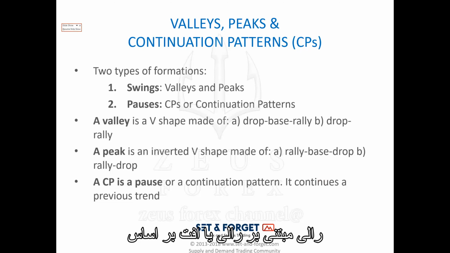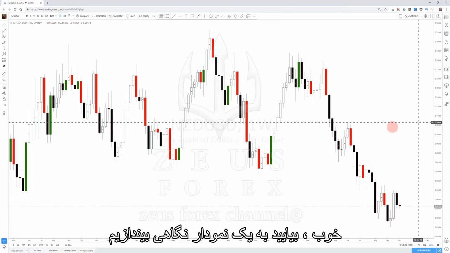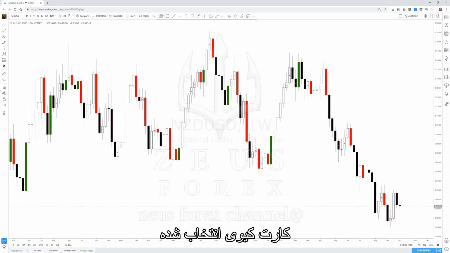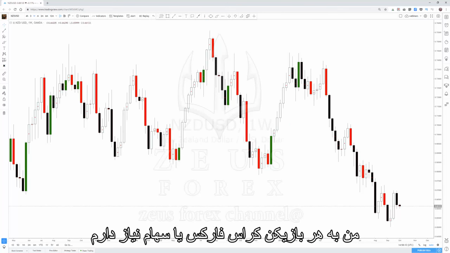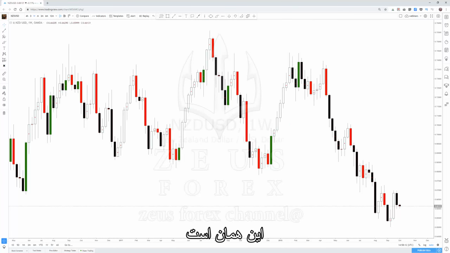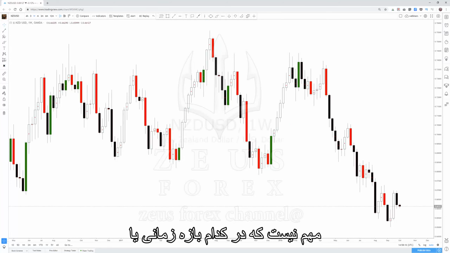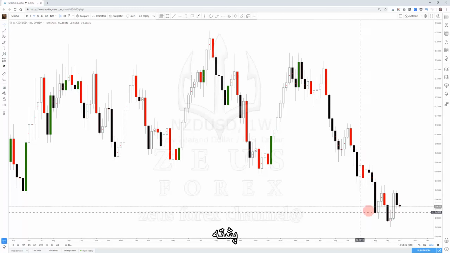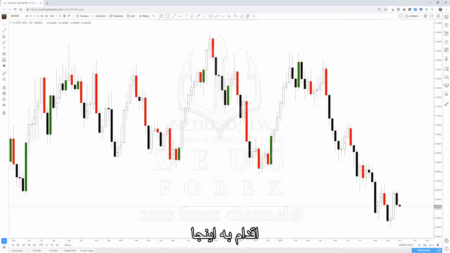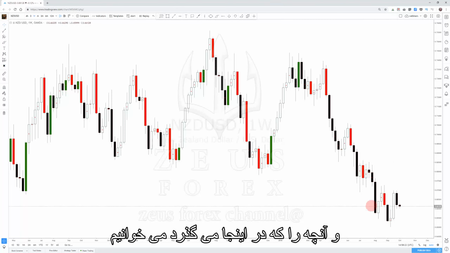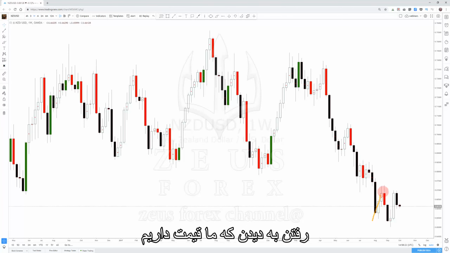Okay, let's take a look at one chart. I've chosen Kiwi CAD, the Kiwi dollar. I could have chosen anything, any forex cross pair or stock. It's the same thing no matter which time frame or asset you look at. So we are going to start from here. If we analyze price action over here, we see price rallying, then it bases, and then it drops. This is considered a peak.